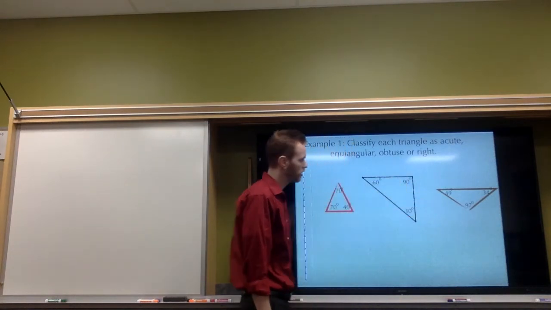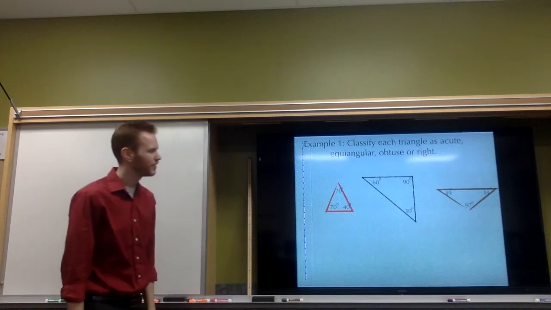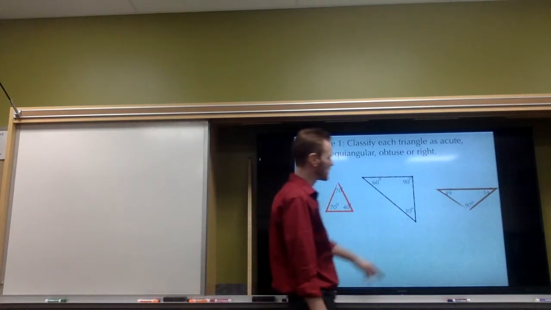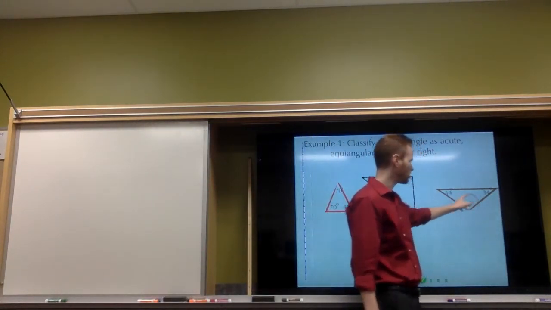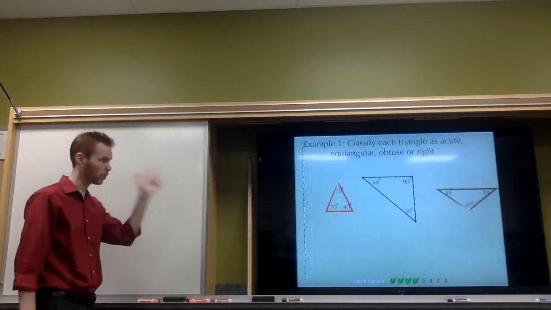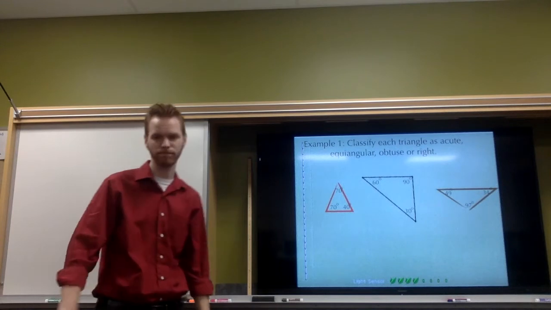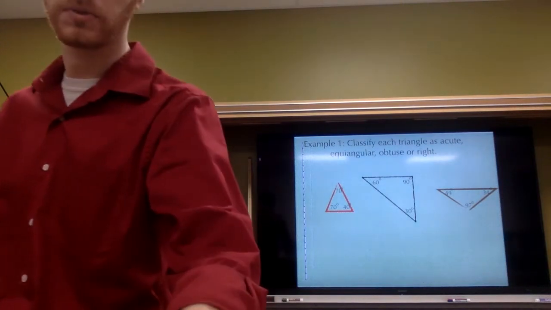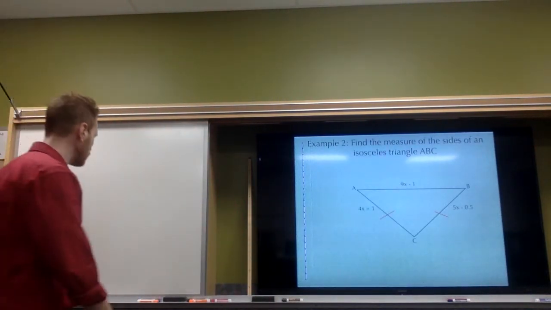Okay, last one. It doesn't look like much, but if you look at the very bottom, this angle is 97 degrees. That's just large enough to be classified as an obtuse triangle. So the gold triangle there would be obtuse. And that's just classifying it by its angles. All right, let's do some calculation.